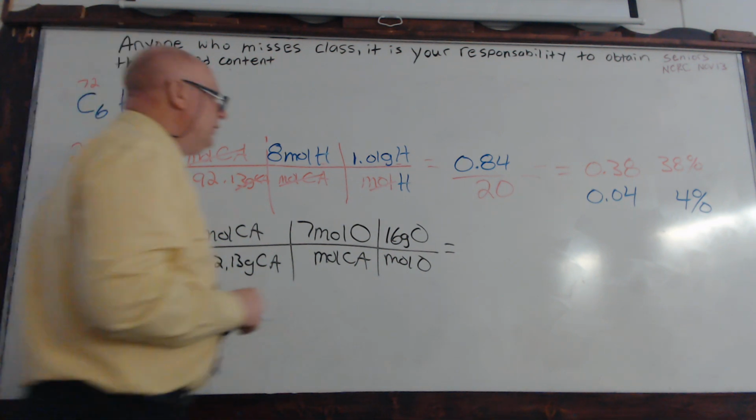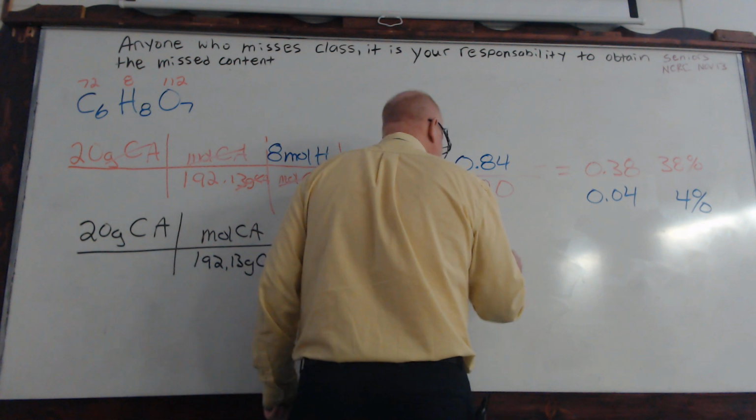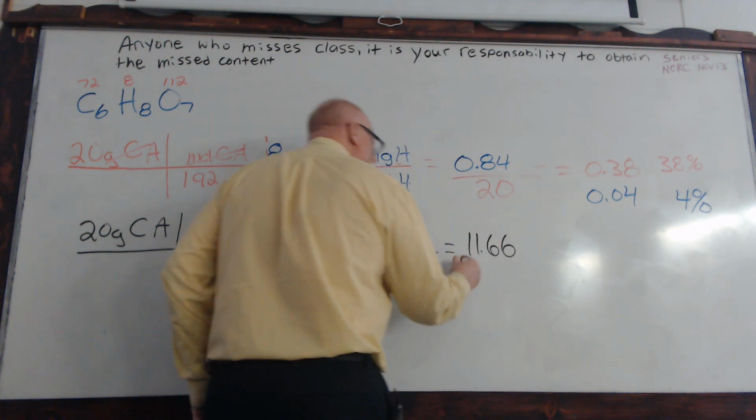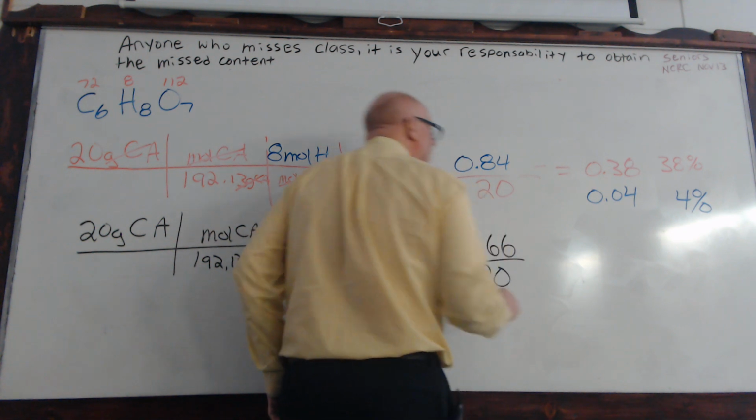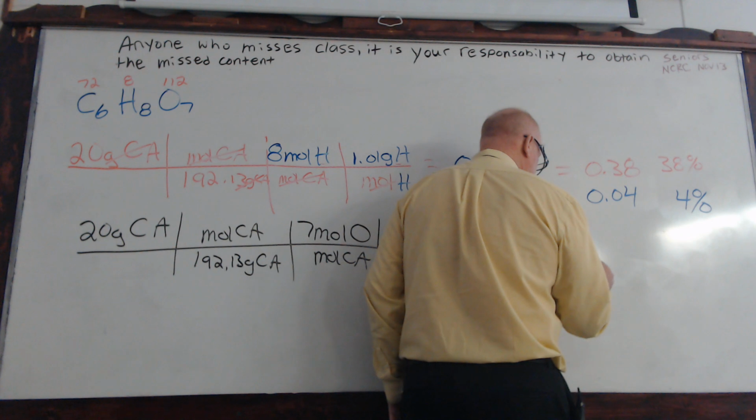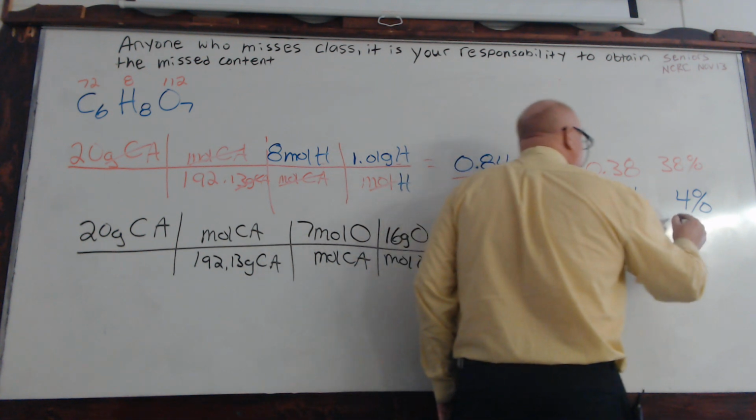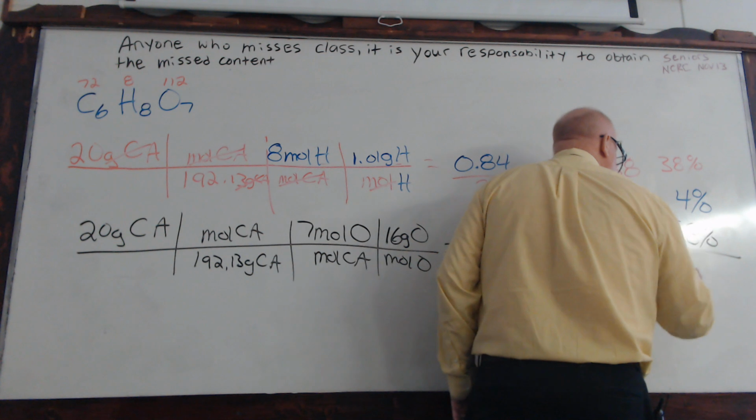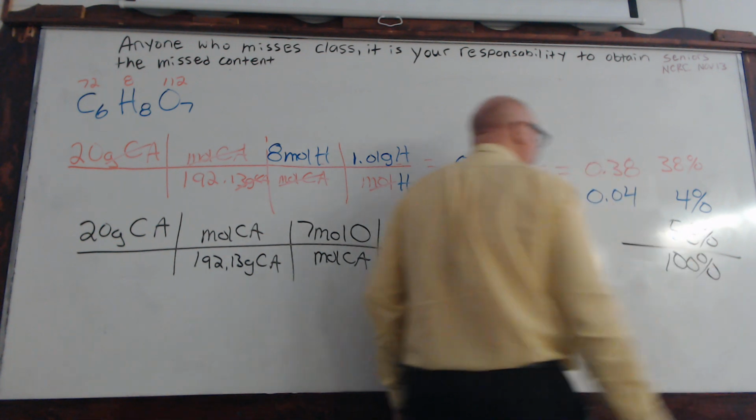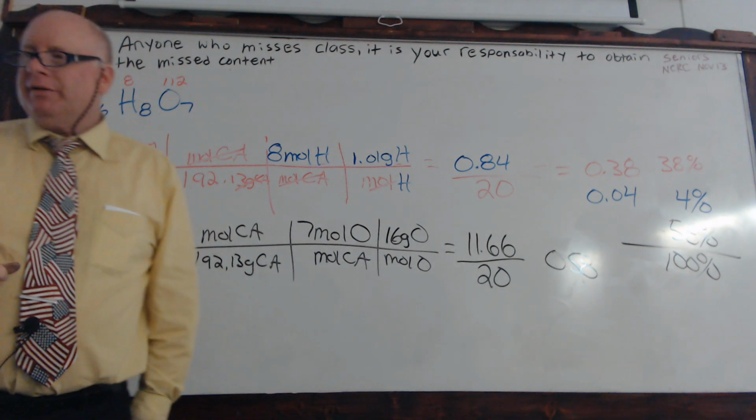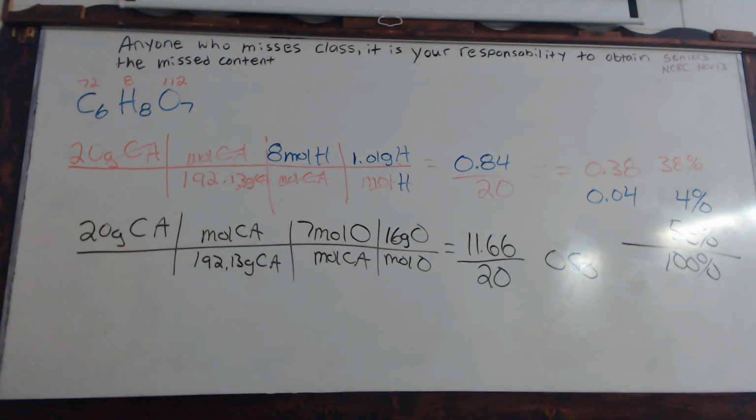11.66. Okay, so this gives you 11.66. That, of course, is in grams of oxygen. Divide that by 20, and that's where your 0.58 comes from, and we change that to 58%. You add all of them together, yeah, 100%. There is your 100% sample. Okay, so you can show mathematically how these all add up to 100%.